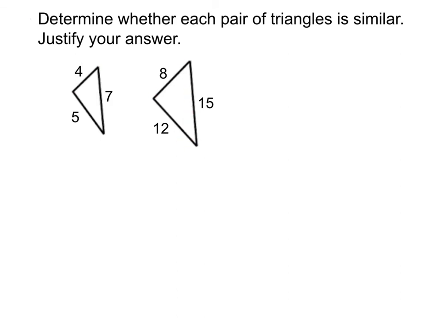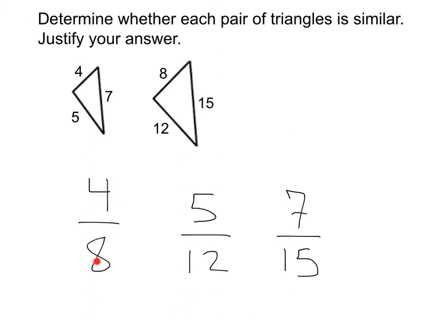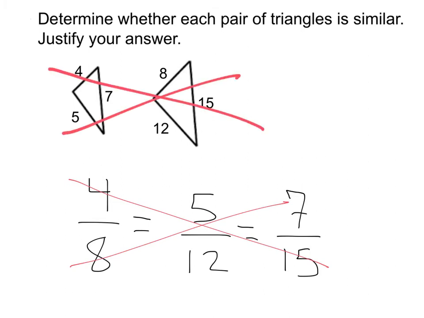Here we've got two more triangles with side lengths 4, 5, 7, and 8, 12, 15. This might be side-side-side, but let's set up the proportions and see if it is. Setting up those side ratios, we have 4 over 8, 5 over 12, and 7 over 15. The question is, are these equal? Well, 4 over 8 is 1/2. 5 over 12 is not 1/2. So no, they are not equal. And no, these triangles are not similar because the side ratios are not proportional.